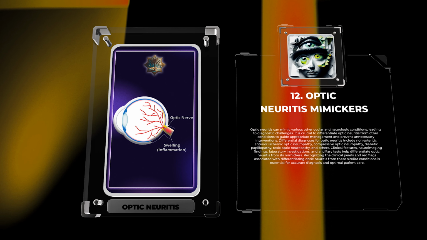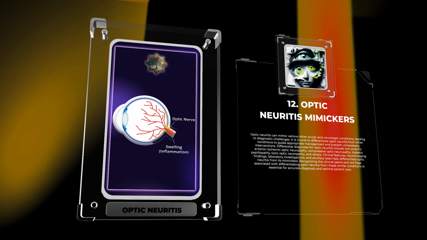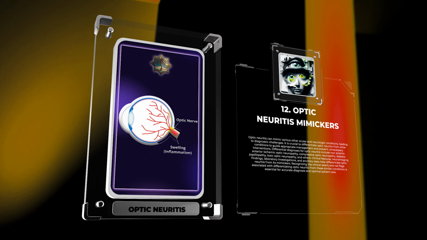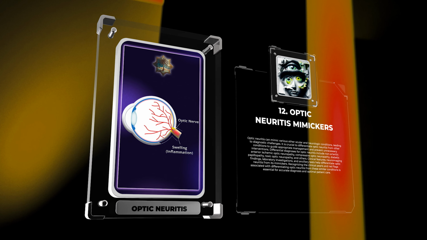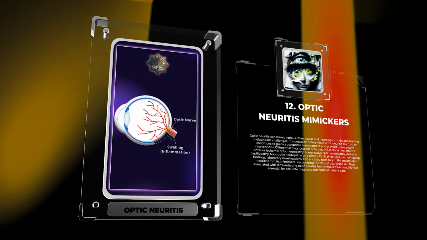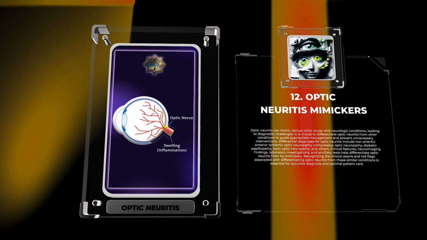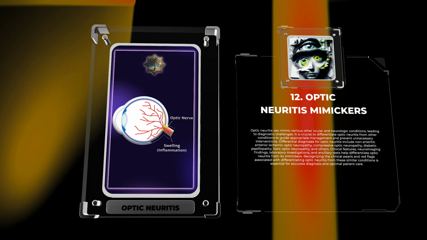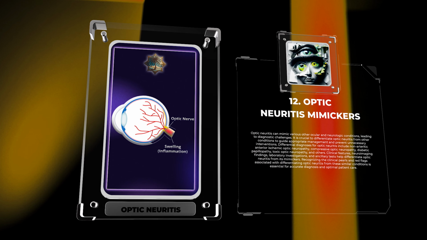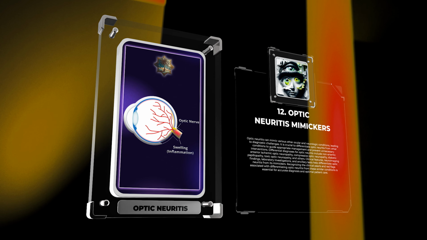Differential diagnoses for optic neuritis include non-arteritic anterior ischemic optic neuropathy, compressive optic neuropathy, diabetic papillopathy, toxic optic neuropathy, and others. Clinical features, neuroimaging findings, laboratory investigations, and ancillary tests help differentiate optic neuritis from its mimickers. Recognizing the clinical pearls and red flags associated with differentiating optic neuritis from these similar conditions is essential for accurate diagnosis and optimal patient care.